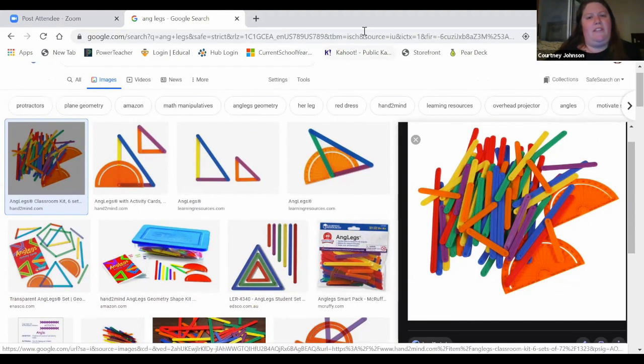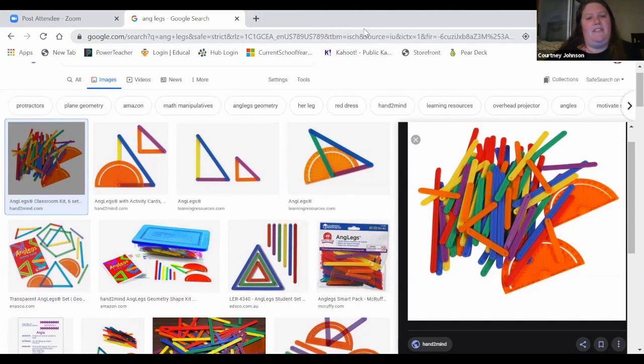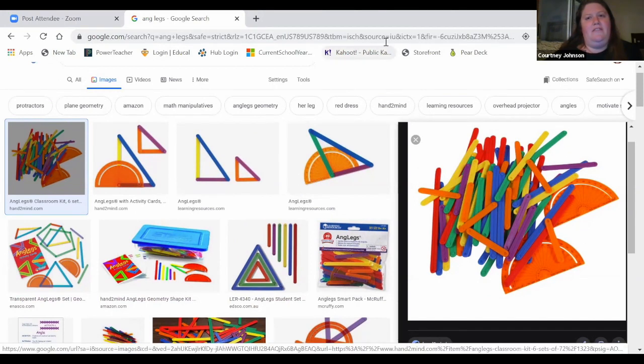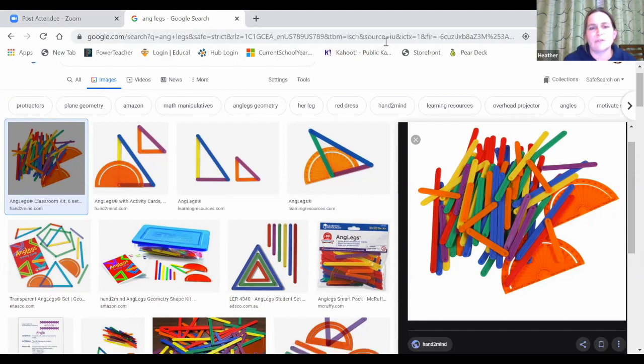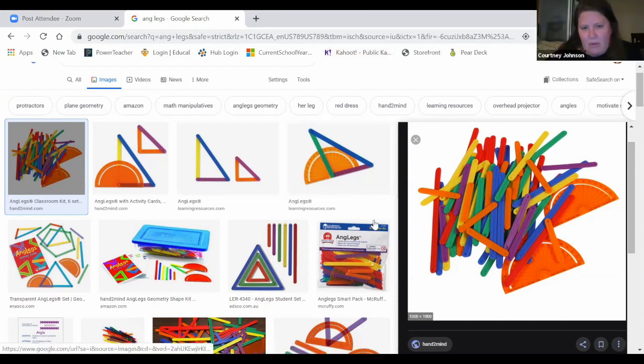That was one of the ones that I really liked from geometry this year. They seem like you can use them for a few different things too. They seem worth getting. Yeah. And they have that protractor here that you can snap them onto too.